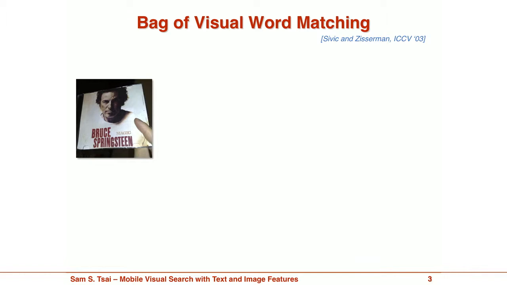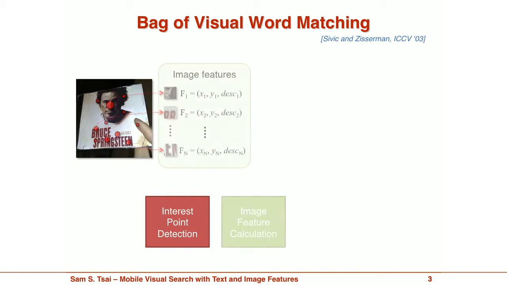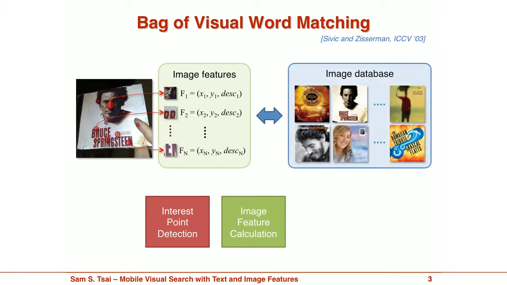What's happening in the background is what we call bag of visual words-based matching. From the image, we would extract interest points at different locations and scales within the image. Then, from these interest points, we would extract a local image patch and calculate the descriptors from the local image patch. Then, when we want to match it against a large image database, all we need to do is compare the extracted descriptors with the descriptors pre-extracted from the database images.